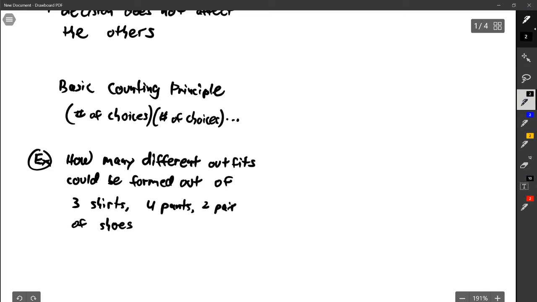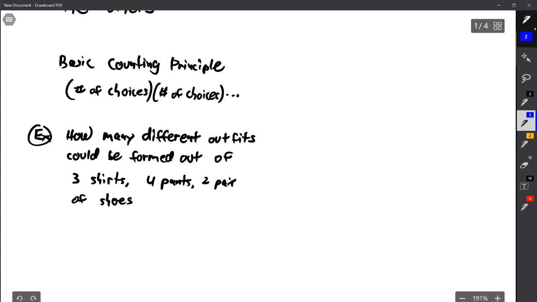Okay. Well, we're not told that if you choose this shirt, then that affects the choice of which pants you can go with. And we're assuming that you're forming an outfit of 1 shirt, 1 pair of pants, and 1 pair of shoes. Okay. So this is independent. So we just multiply the number of options.